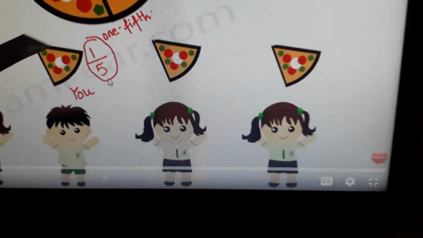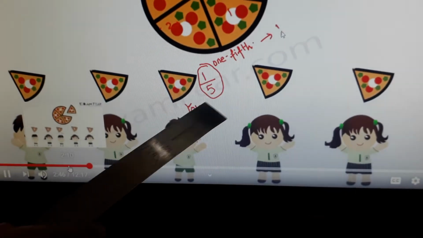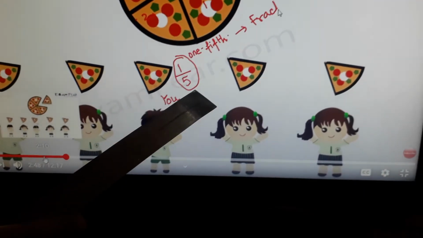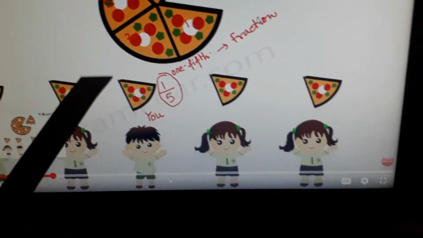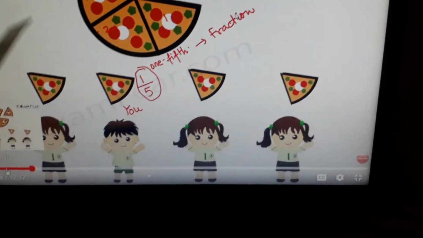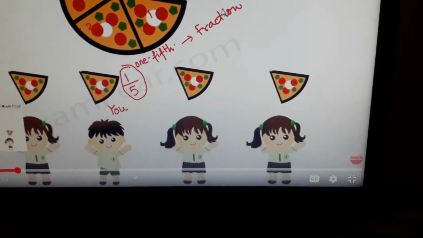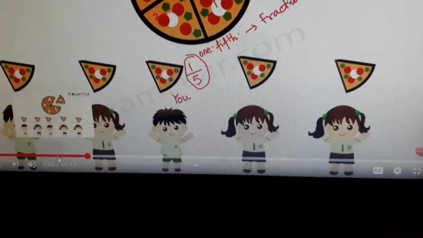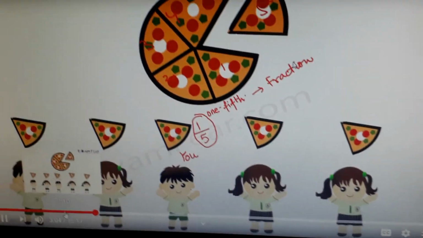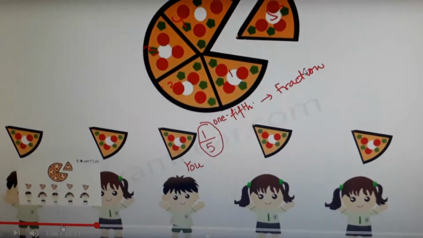So what is this 1 by 5 called? Fraction. This is a fraction. So each child got an equal number of pieces. So the fractions are 1 by 5, 1 by 5, 1 by 5, 1 by 5 and 1 by 5. Like this we will distribute and we will get fractions, children. So a fraction is nothing but a part of a whole thing.